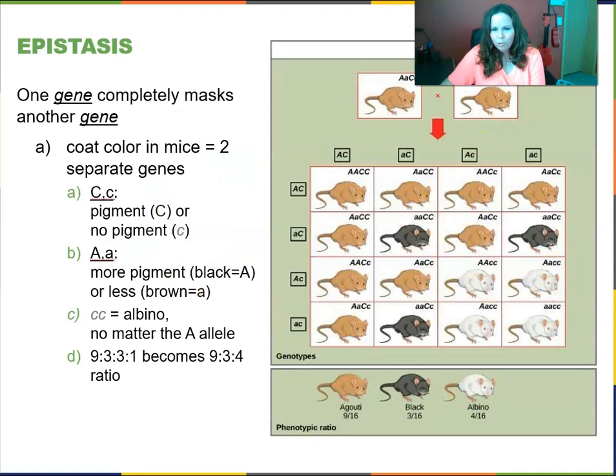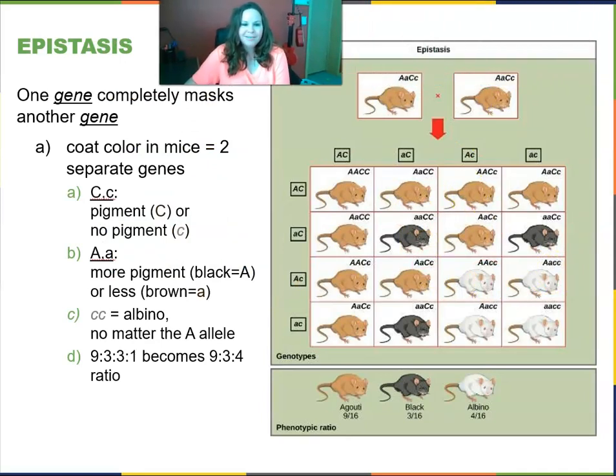Epistasis is another rule breaker to Mendel's laws of inheritance. Sometimes one gene will control the expression of another gene. So in this case, we have a dihybrid cross going on here in two separate genes, but one of the genes is for actually making the pigment or laying the pigment down. That would be gene C. Making pigment is big C. Not making the pigment is little c. Then we have kind of the actual color or how much there is, and so big A is for black, little a is for brown.